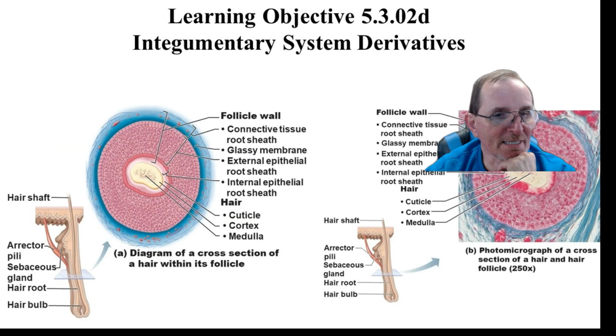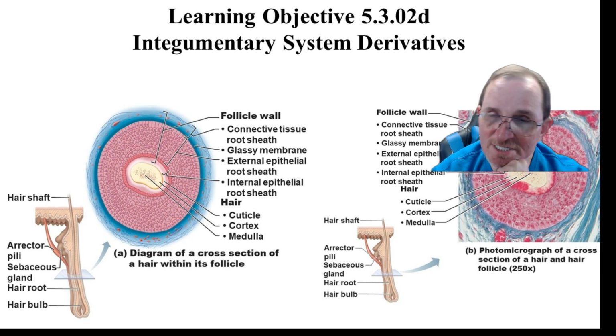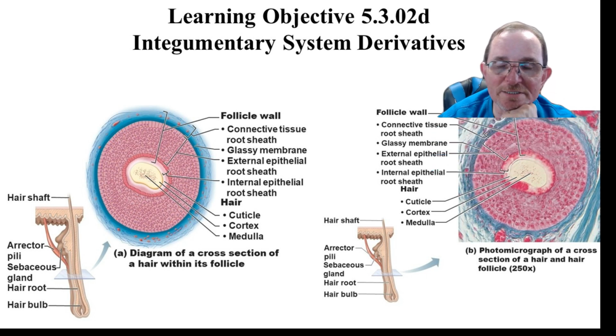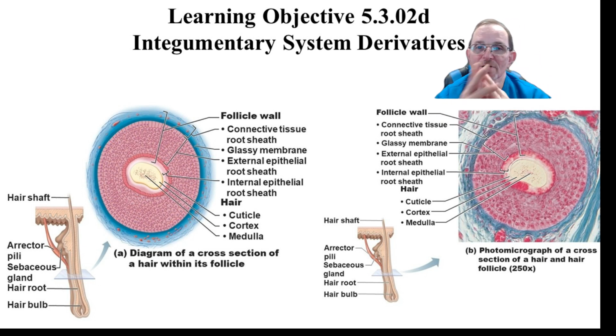Oh, finally we got some. Okay, here's our erector pili. The hair shaft, there's the bulb, the hair root. The sebaceous glands, the oil glands, are attached to this. Let me move a little bit so I don't get in the way of all this.